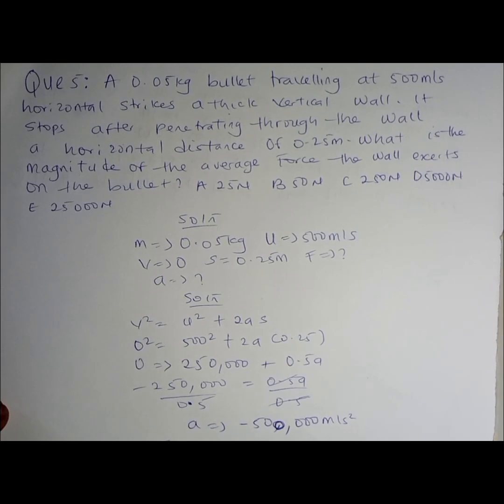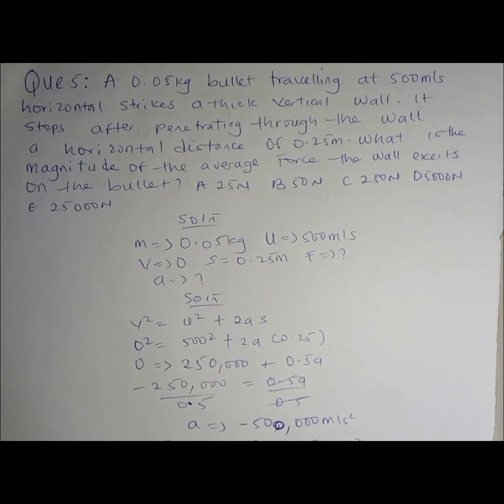F equals to what? Ma. So now it's just the negative does not mean anything, it just means the acceleration is retardation. So therefore my mass is now what? Mass is 0.05 times 500,000. Now because the negative just means retardation, that's why I'm not putting it. It does not mean anything. It shows what is happening to the acceleration.